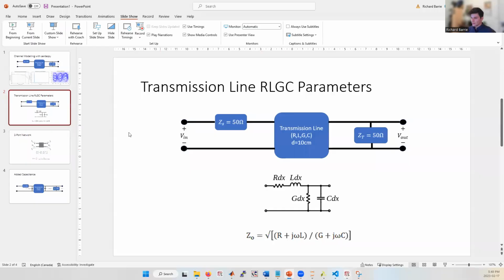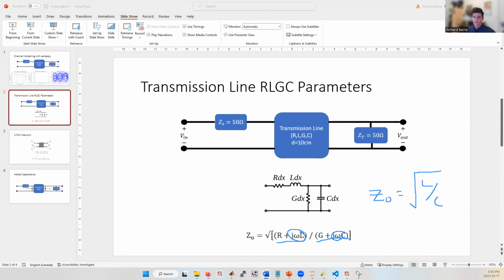I'll give you a quick idea of how we're calculating these. You can see that Z0 is given below, but we also know that we want a really low R value because we want a good conductor, and we want a really low G value because we want a good insulator. So this term is going to be dominated by L because R is really small, and this term is going to be dominated by C because G is really small. And so we can basically write Z naught equals square root L over C.